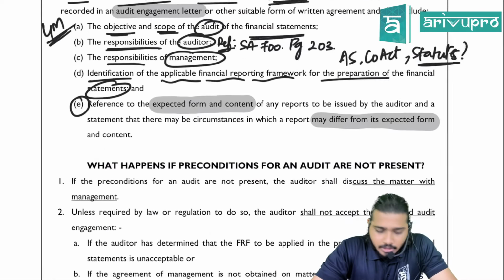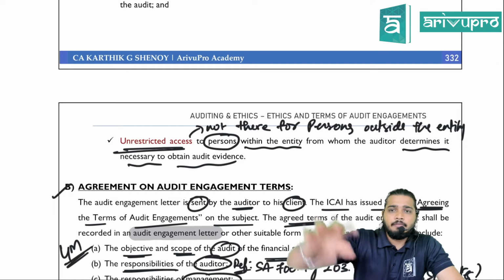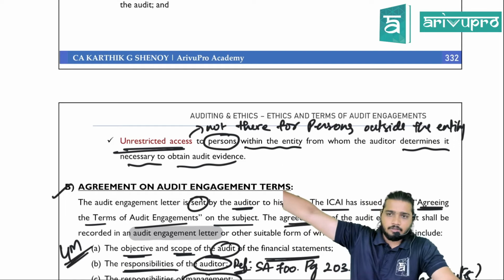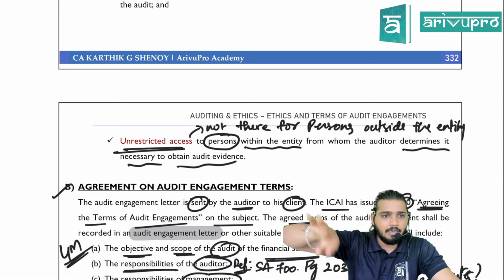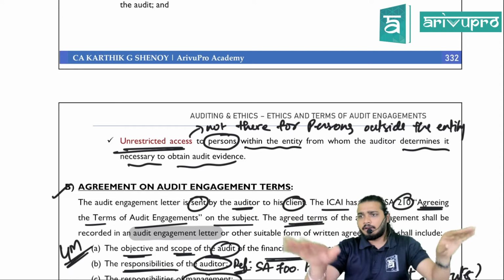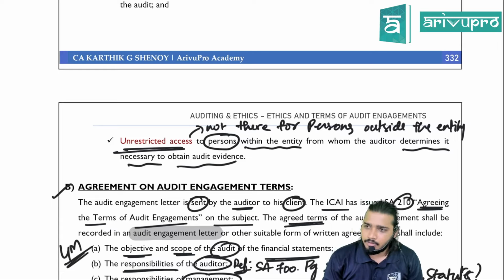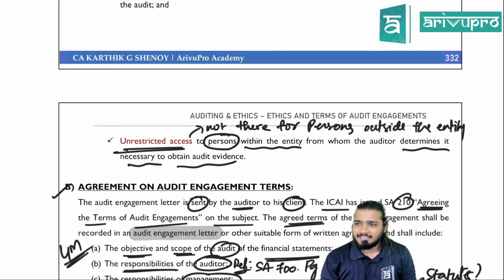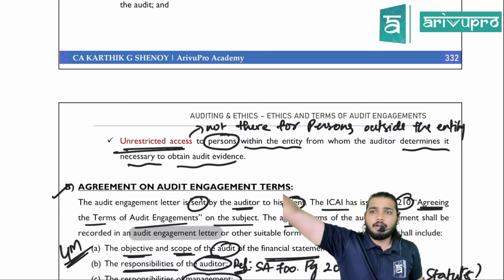What if preconditions are not there, sir? Let's discuss first rather than reading. We know preconditions. Yes. First is determine if FRF is acceptable. Then obtain management letter. Now my question to you, what if it is not there? Withdraw? Directly withdraw? Then? Or ask why. Ask why. In audit, never directly go and report.